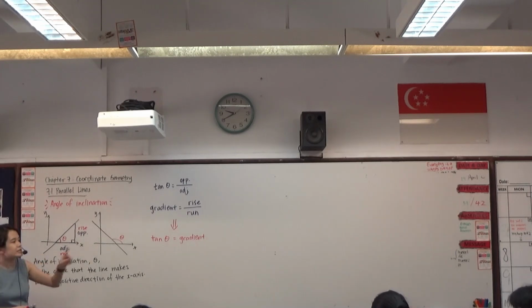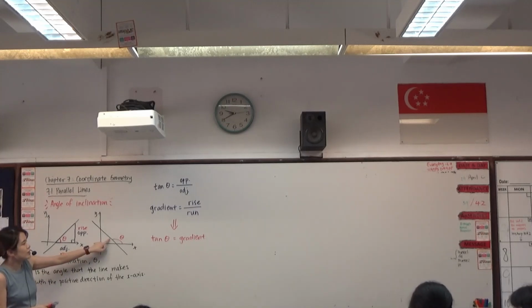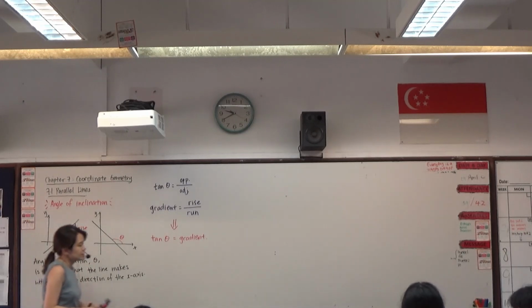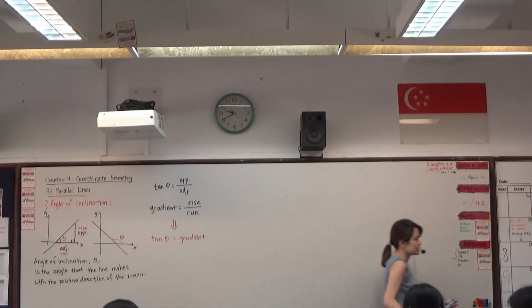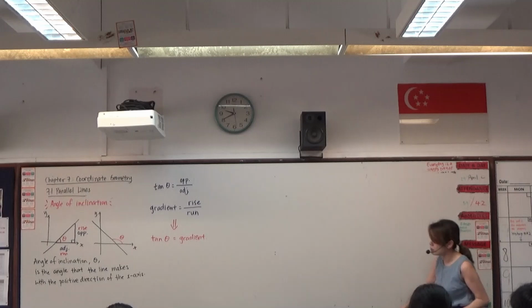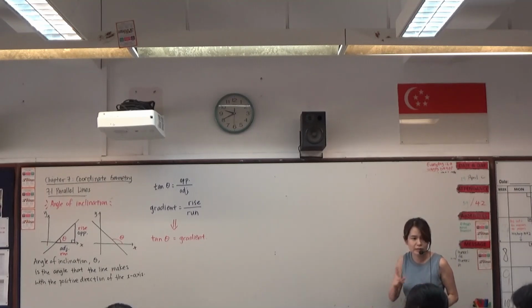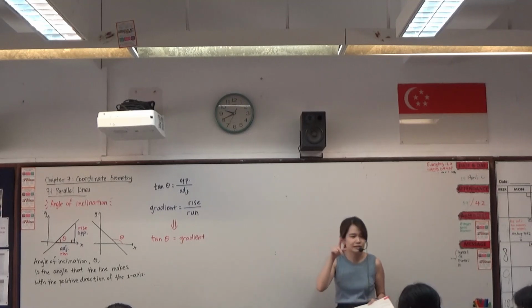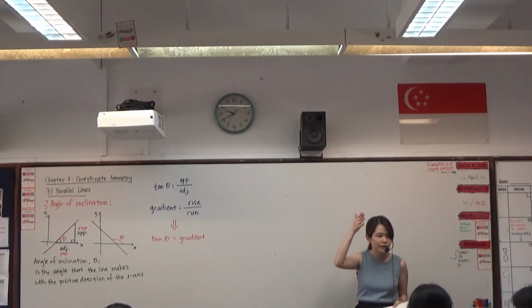We don't have it reflex. We will not have it reflex because our definition of angle of inclination is always from the line towards the positive x-axis, so it will never end up becoming reflex. It will either be an acute or an obtuse angle only. For a right angle, it will still be tangent 90 degrees, which is undefined. It will be a vertical line.